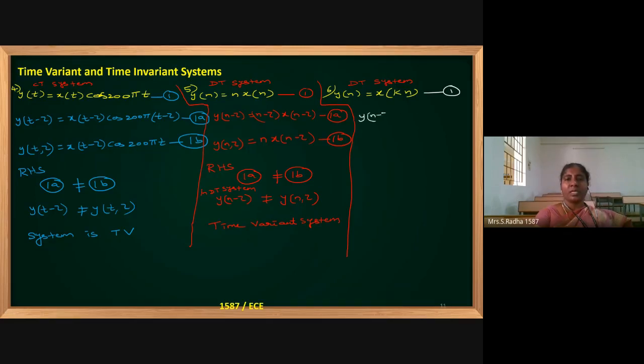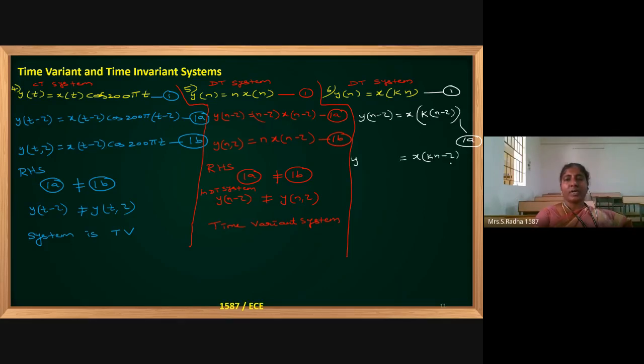So y of n minus tau equal to the summation of x of k. In the place of n, I am putting n minus tau. Give it as equation 1a. Next, for the input you have to give delay tau.